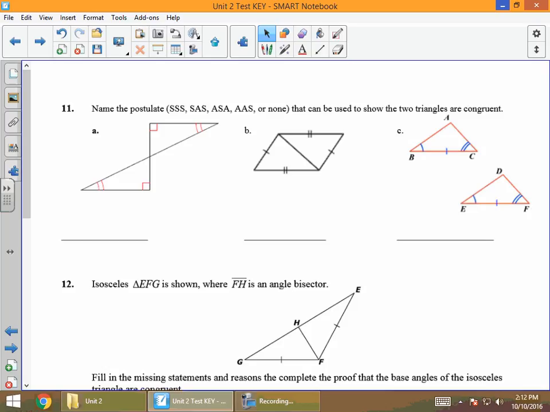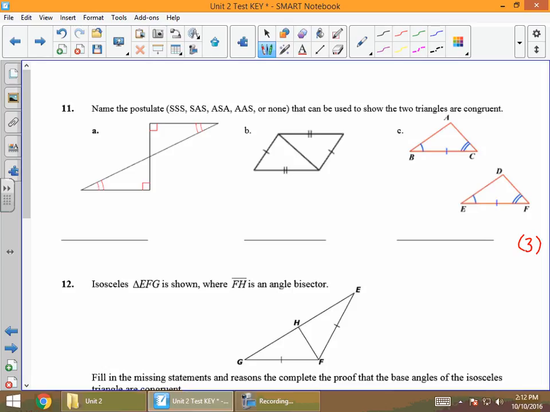Page 3 is out of 7 total points. You will see the first 3 points on the top. Let's talk about those 3 points first. So the question number 11, there are 3 lines. Obviously, it's 1 point each line. So it says name the postulate SSS, SAS, ASA, or AAS, or none, that can be used to show that the 2 triangles are congruent.